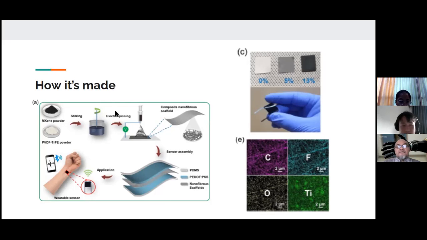So this is the electrospinning. This is the MXene powder used to produce the CNS, the composite nanofibrous scaffold, to use in this sensor. These are the chemicals that were used. That's how it's made.